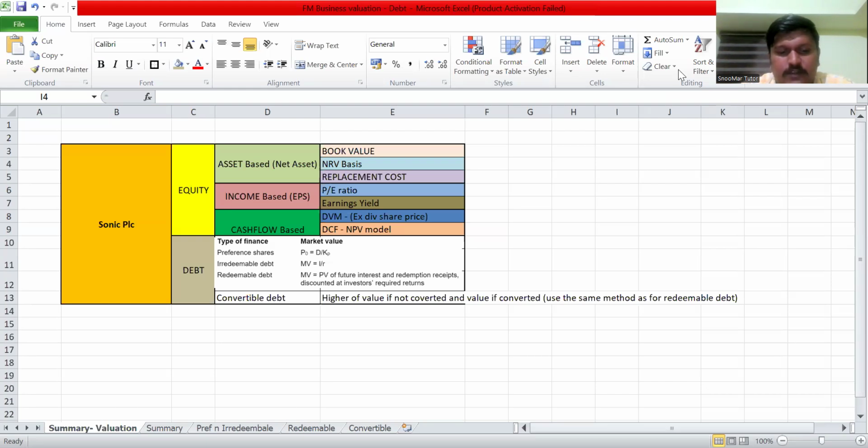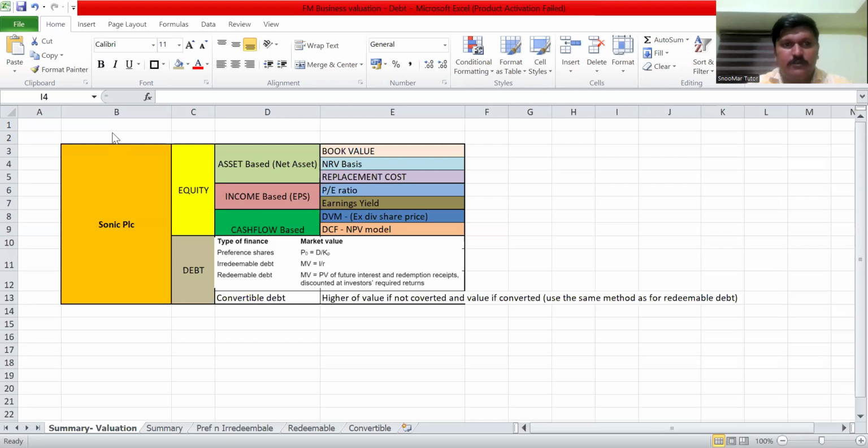Now today we are going to discuss business valuation. This is a very important topic in FM of ACCA. In financial management, or in AFM also, we need to value a particular company. What should be the value? That we need to consider.